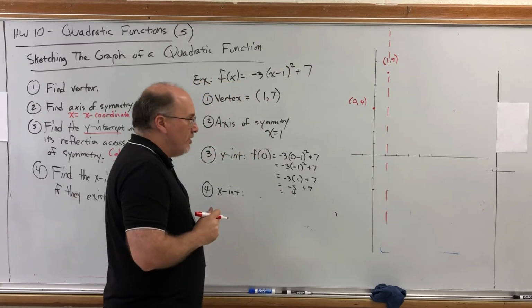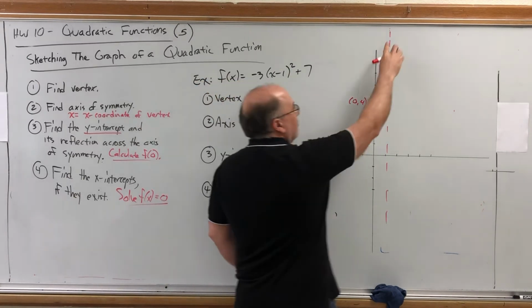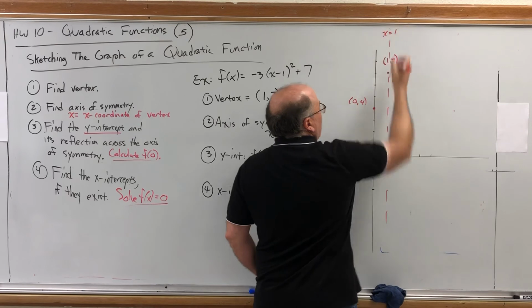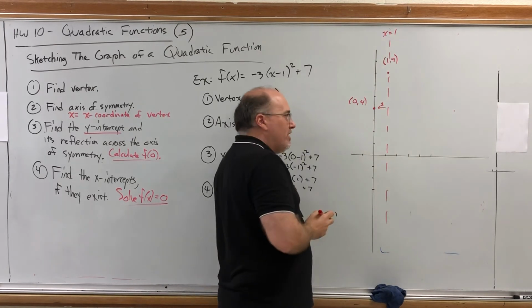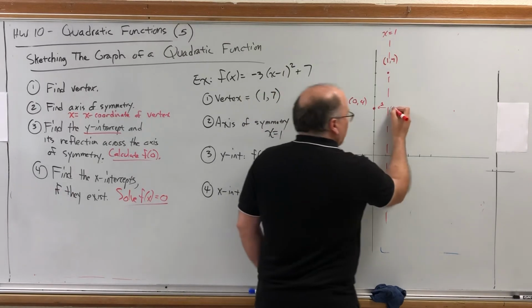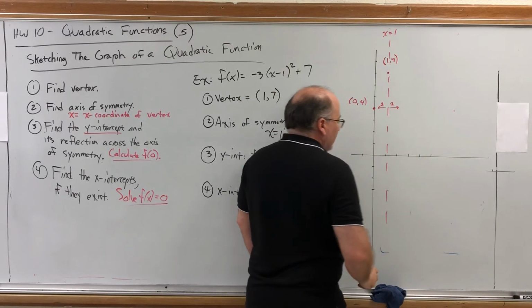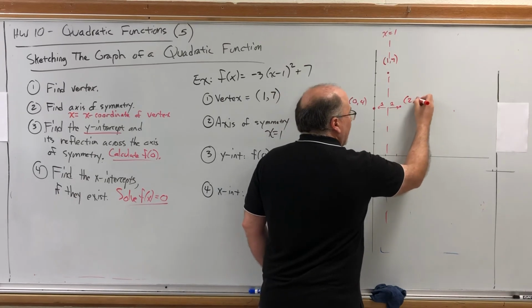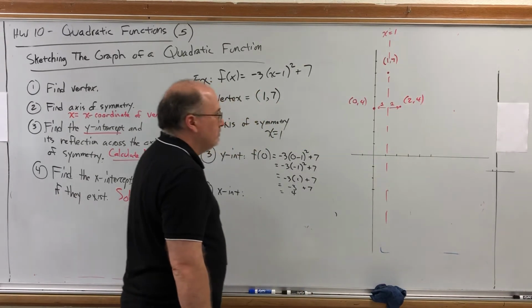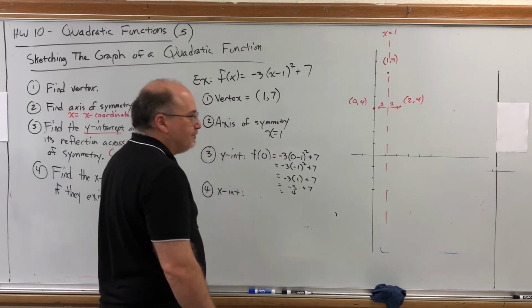And the mirror image of it. Now this one's a little bit easier because our axis of symmetry is at x equals 1. That means that the y-intercept is 1 space to the left of the axis, so its mirror image would be 1 space to the right. So where would that put us? It would put us at 2, 4. It's going to be a skinny parabola.